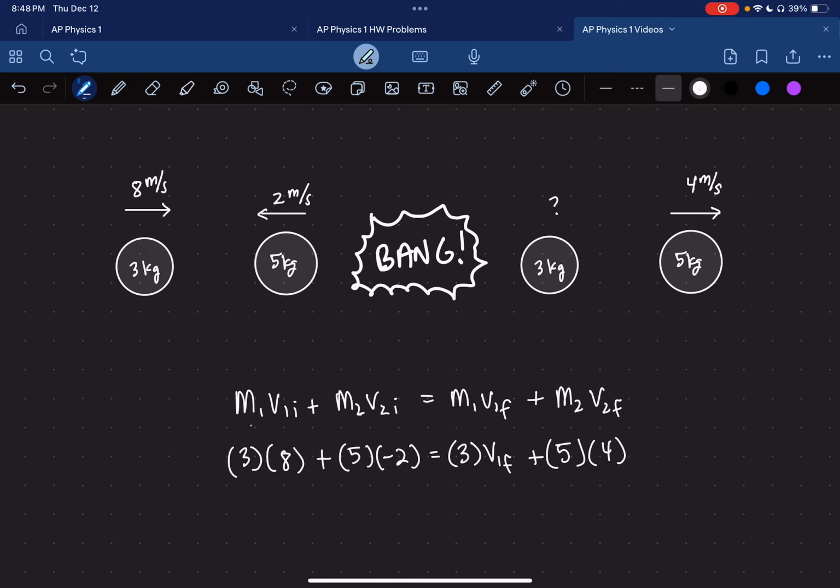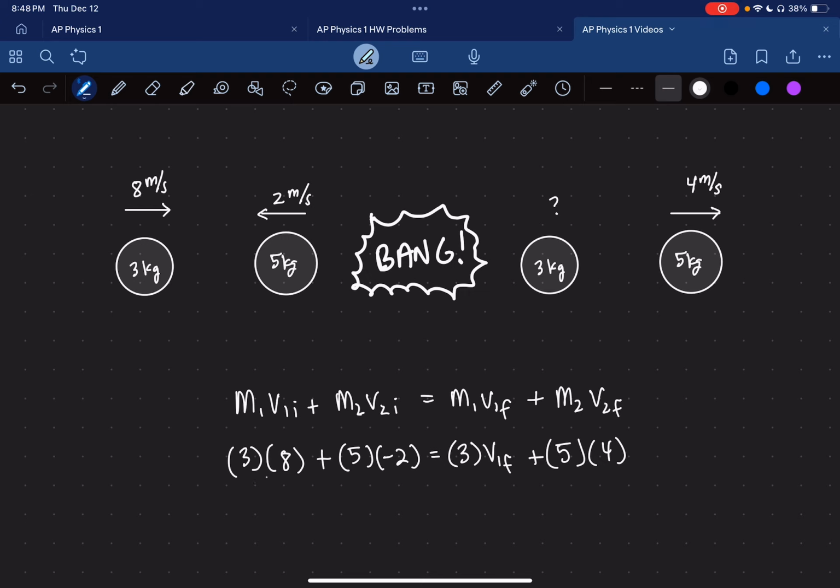Let's take a look at the notation here. I typically write the left object as mass 1 and this one as mass 2, which are the same masses here. This is just after the collision. This is read as the initial velocity of the first object, and this is the initial velocity of the second object. Two masses. This is the final velocity of the first object and the final velocity of the second object.